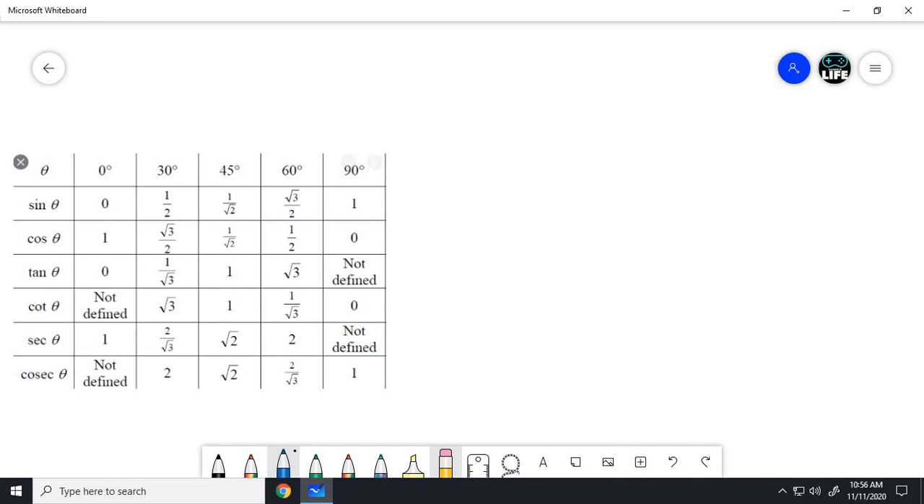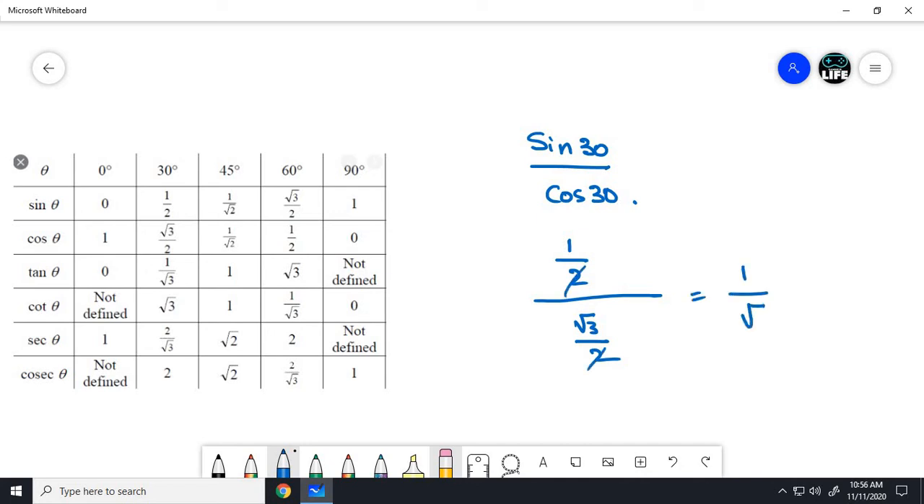So friends, now see sine 30 by cos 30. How much is the value of sine 30? It is 1/2 by cos 30, which is √3/2. So the 2s get cancelled and the answer is 1/√3. Is it correct? Yes, tan 30 is 1/√3.